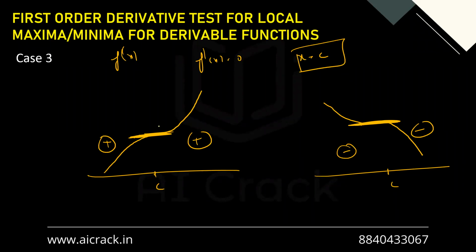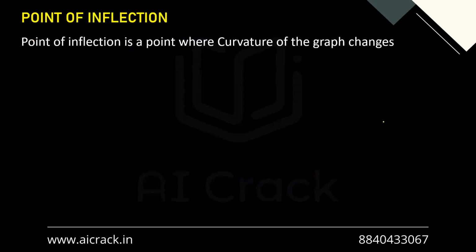So this is the trend of slope. So positive slope, negative slope, negative slope. It's continuing, but we have just one single point where f'(x) equals 0, right? So how do we define point of inflection? That was one of the properties, but how do we define point of inflection? A point of inflection is a point where the curvature of the graph changes.